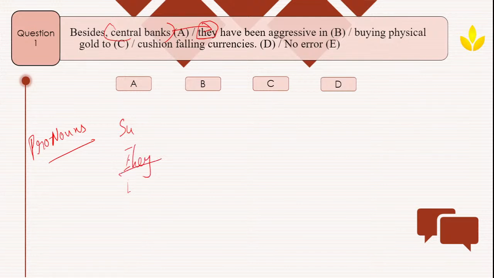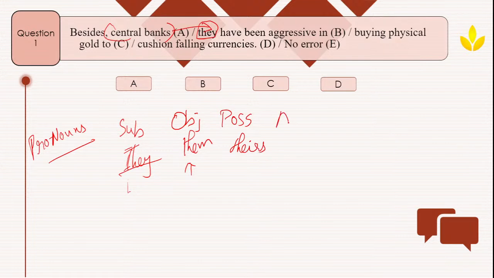So here they have used they. This is in subject form. If it is in object form, it is them. Aggressive, if the sentence ends with this, we can use them. If it is possessive, we are going to be saying theirs. Adjective, their gold. The last type is reflexive, when they are talking about themselves.